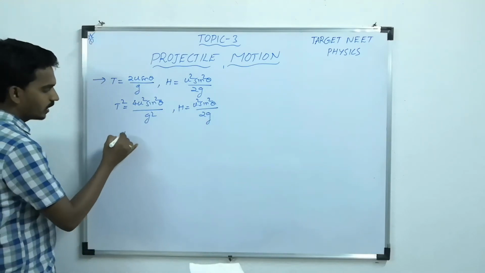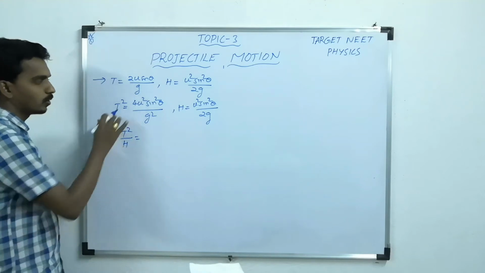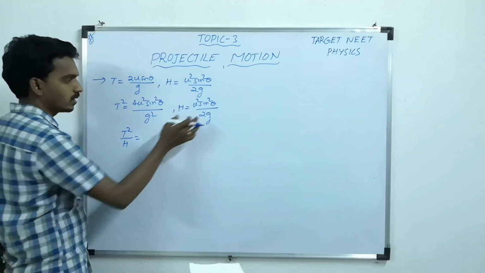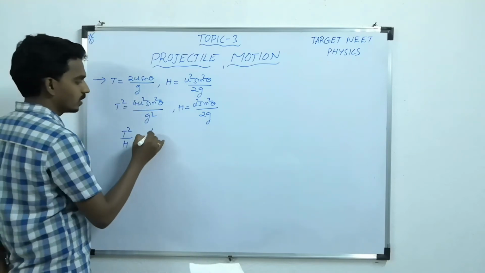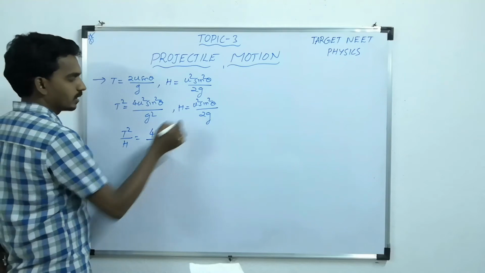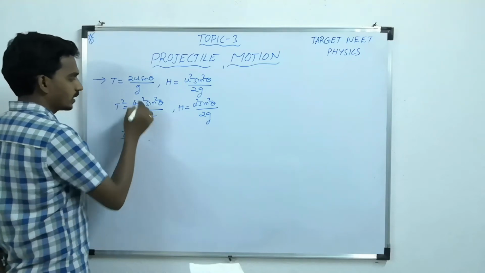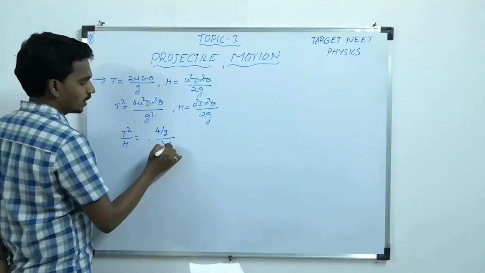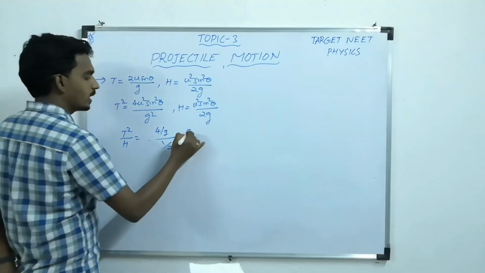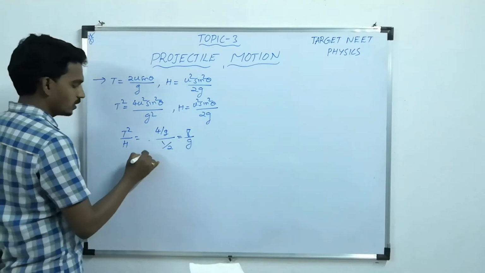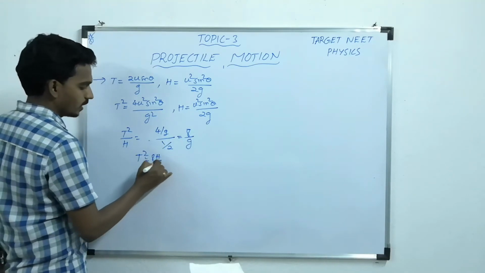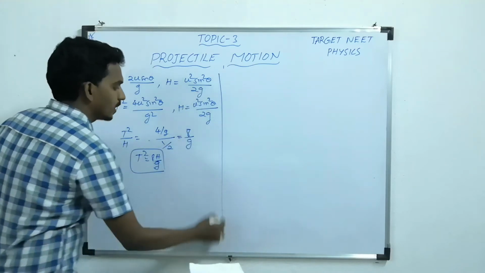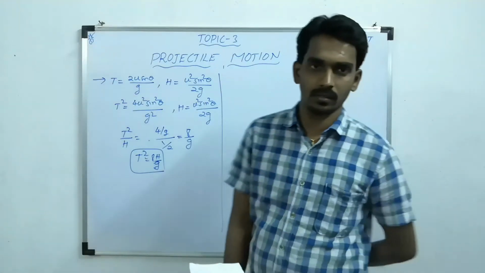So t square by h, you divide both of them. u square sin square theta, u square sin square theta get cancelled. g gets cancelled. So what will remain? 4 by g will remain here, and 1 by 2 will remain here. So 8 by g. So t square equal to 8h by g. This is the relation between total time of flight and maximum height.